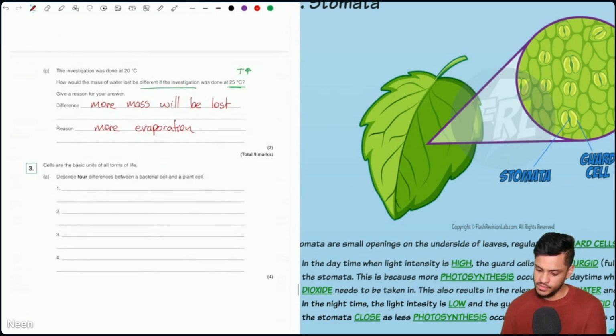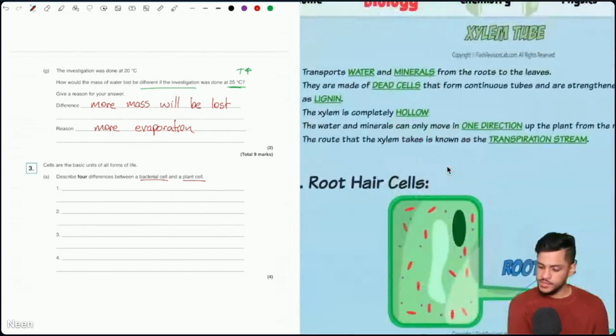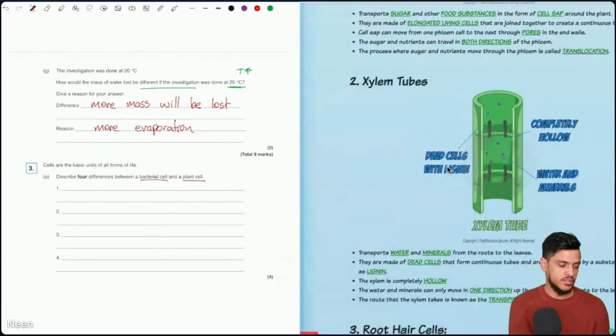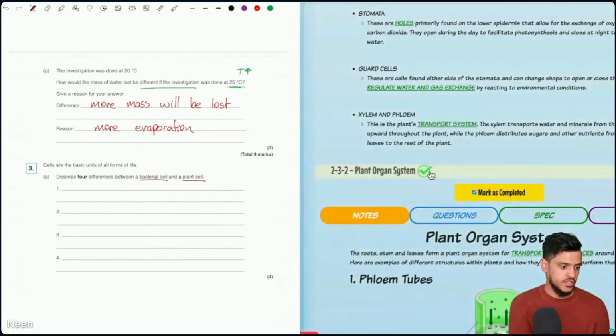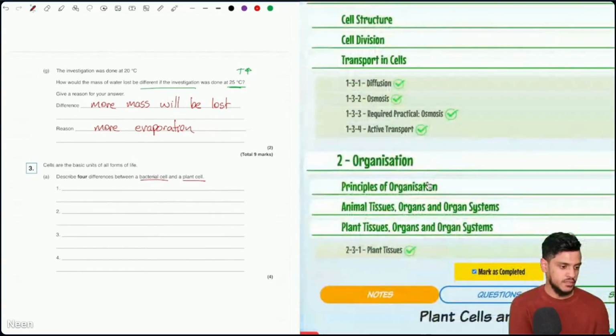Okay, next one. Cells are basic units of all forms of life. Give 4 differences between a bacteria cell and a plant cell. Okay, let me know in the comments, guys. Let me get that up in the notes. Difference between a bacteria cell, which is a prokaryotic cell, and a eukaryotic cell. What do you guys think the answer would be?